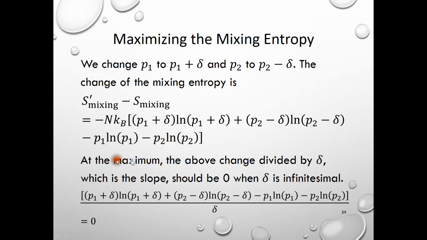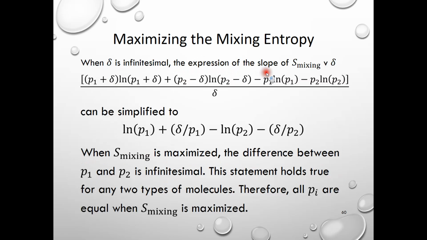So all we need to do is look at this expression. On top, that's the new mixing entropy minus the previous one. And then on the bottom, it's just delta, the infinitesimal change to P1 and that to P2. So again, delta is infinitesimal, and we'll just need to evaluate this.